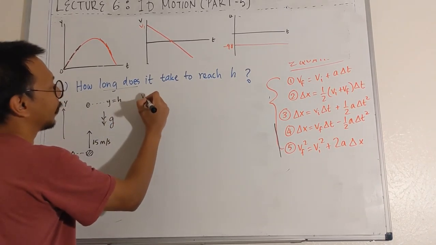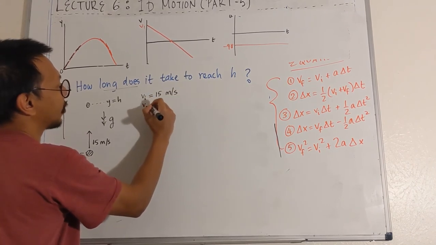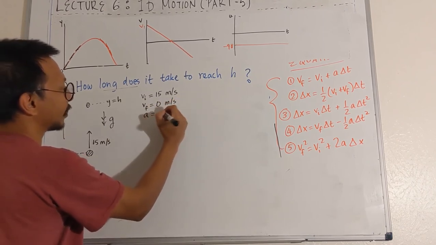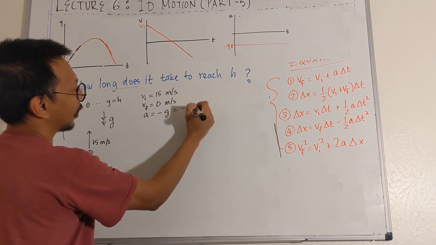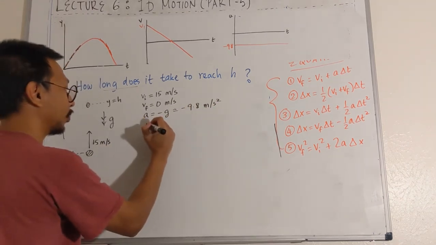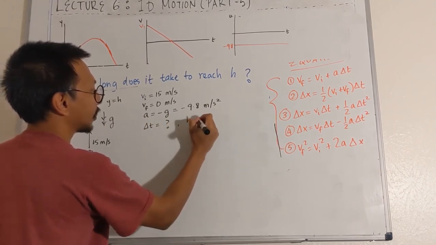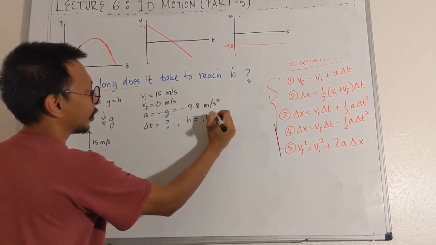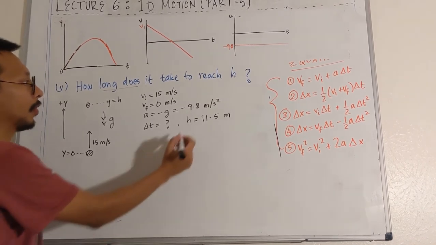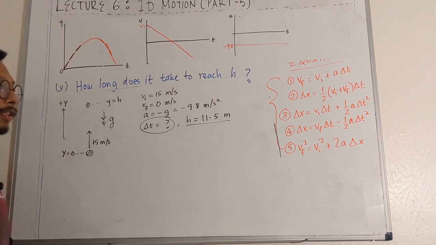We know again Vi is 15 meters per second. We know that at maximum height Vf is 0 meters per second. We know acceleration is nothing but negative g, or negative 9.8 meters per second squared. We don't know what time is, and we know the height that we just calculated, the maximum height, is 11.5 meters. All right, so we want to use this height to find delta t.